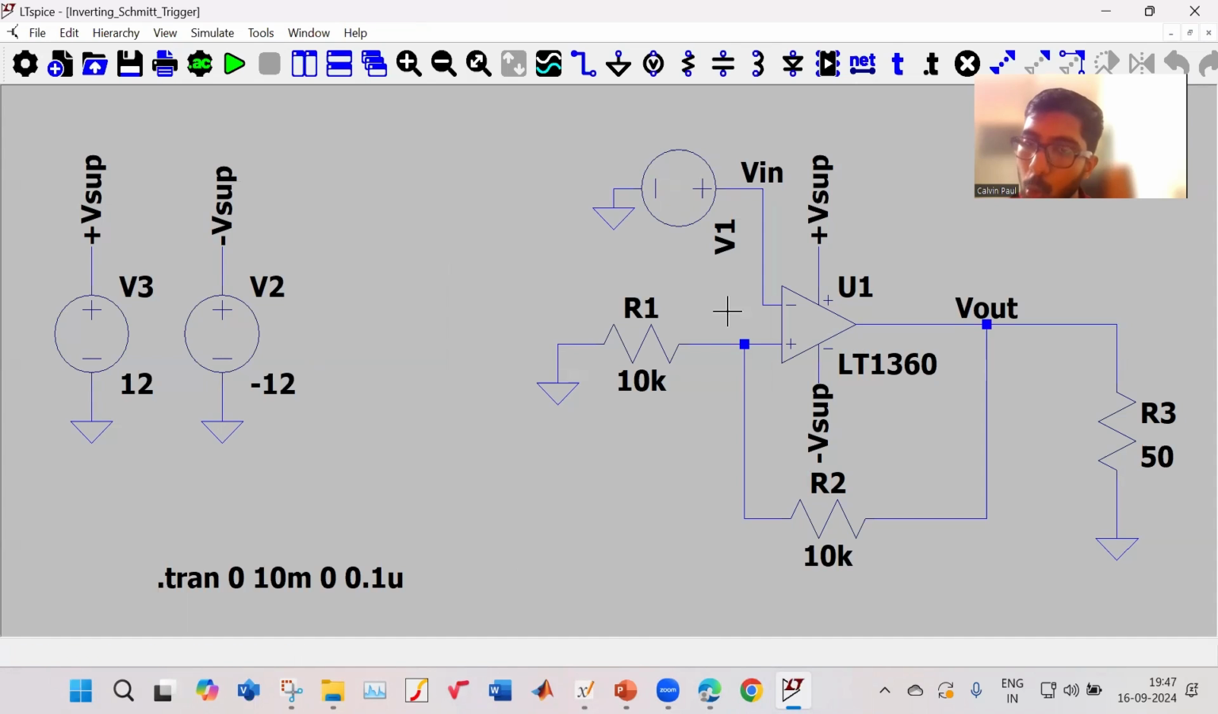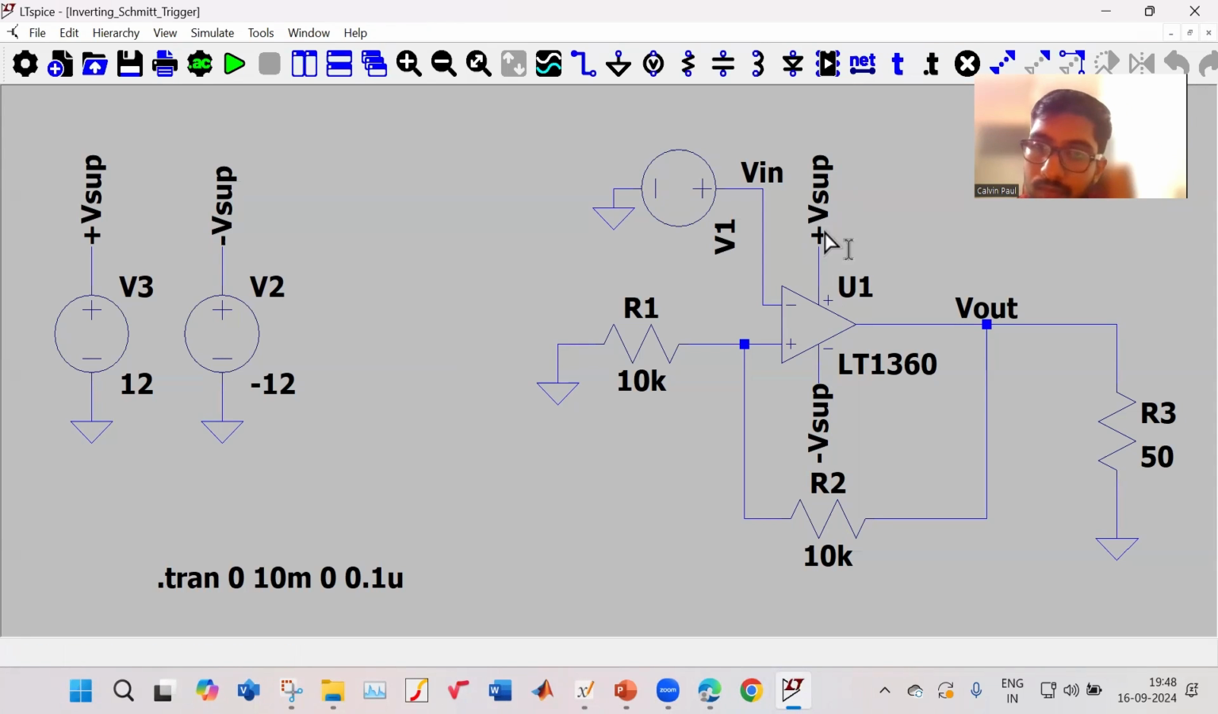Now I come to my op-amp. This is the negative terminal, this is the positive terminal. My plus V supply comes over here to the positive supply terminal, and minus V supply comes to the negative supply terminal. So this point and this point are the same point, they are connected. So that it looks neat, I use these, which are known as net labels.